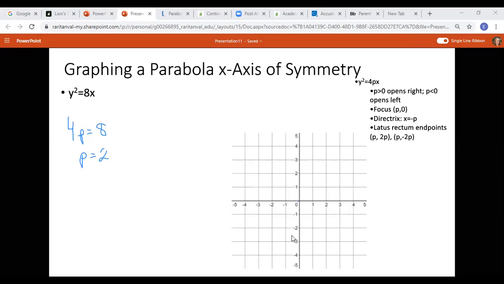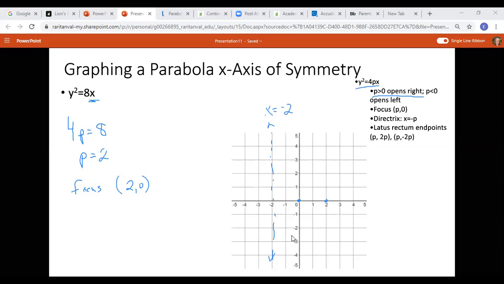So we know our vertex is at our center. We have this here, p is greater than 0, so it's going to be opening to the right. We're going to move along our x-axis, because our x is with our p, to get to our focus. So we're going to move 2 to get to our focus. This is our focus, at (2, 0). And for our directrix, we're going to move 2 in the opposite direction. So our directrix is here at x equals negative 2.